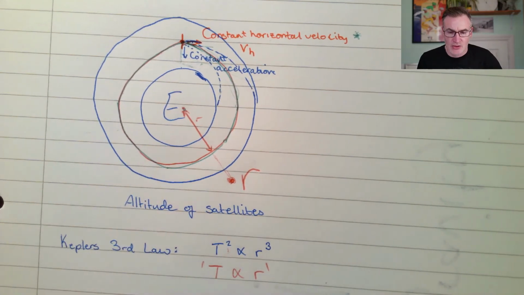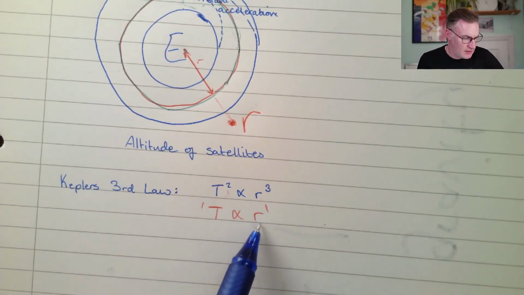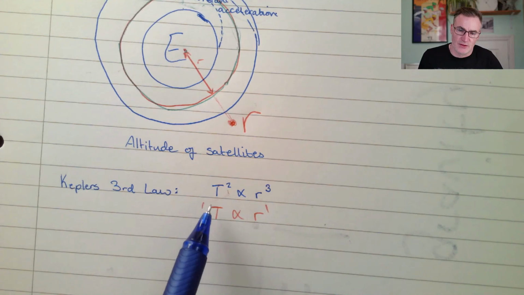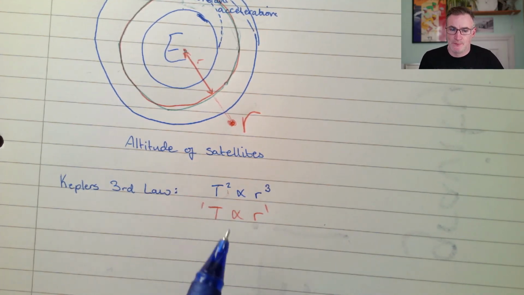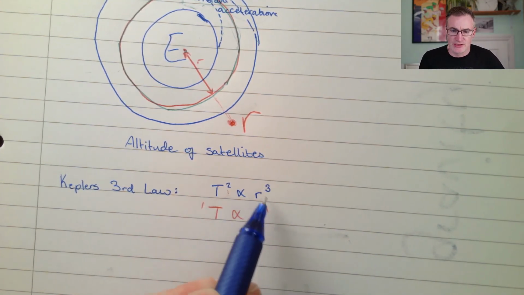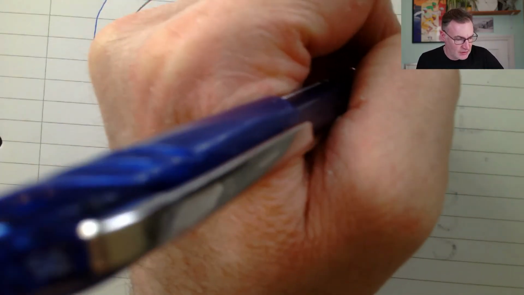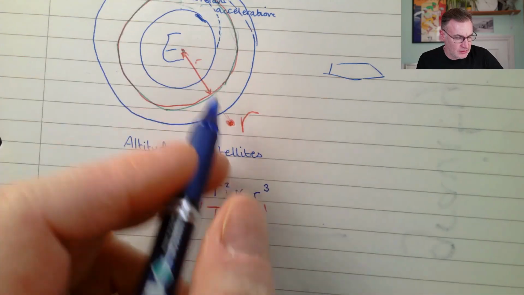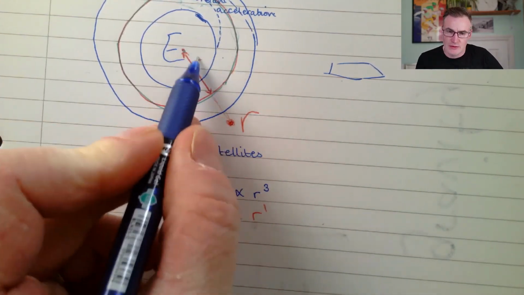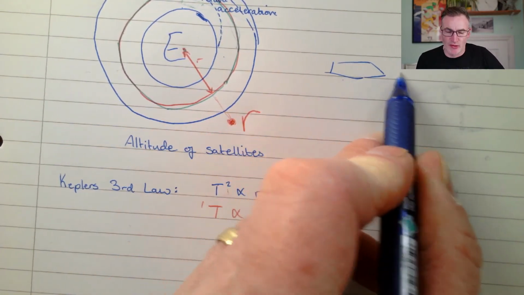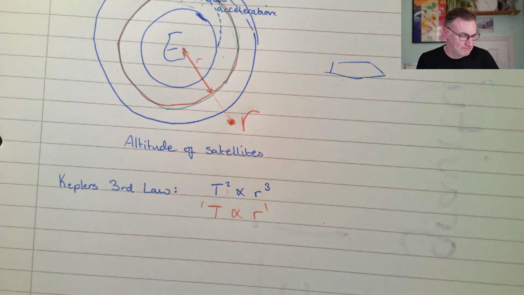So in order to get an increased radius and therefore an increased period, you speed it up. To decrease its altitude, you slow it down. Slow a rocket down and it will go back towards the Earth. You speed a rocket up, it will move further away from Earth.